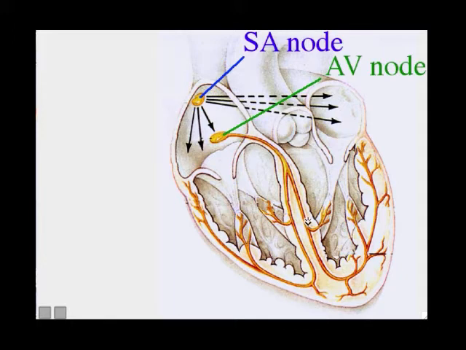Now, does anybody want to hazard a guess? Why is it important for the AV node to delay briefly before it shoots the signals on down to the ventricles?